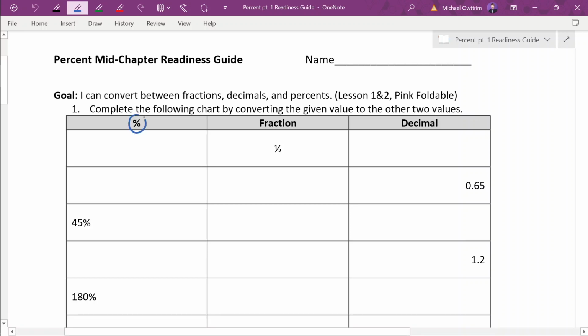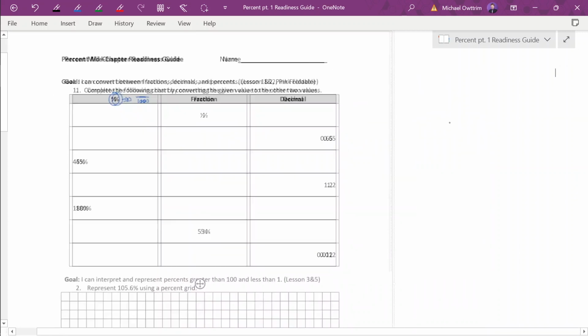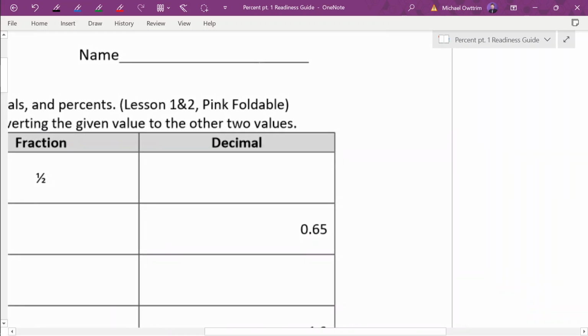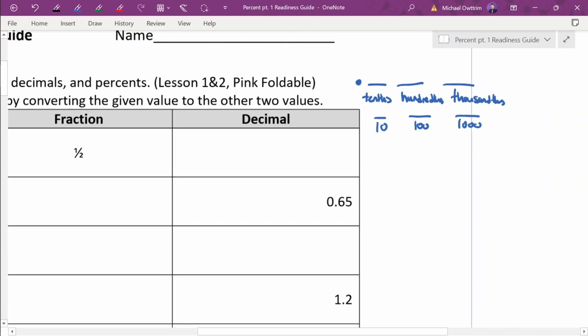And one key thing that can help us here is to remember, well, what does the percent sign itself mean? It means out of 100, or a fraction with 100 on the bottom. The other thing we can remember with our decimals that can help us is the idea of place value, right? We've got our decimal point, we've got our tenths, meaning out of 10. We've got our hundredths, meaning out of 100. And we've got our thousandths, as in out of 1,000. And that's obviously going to help us with our decimals.